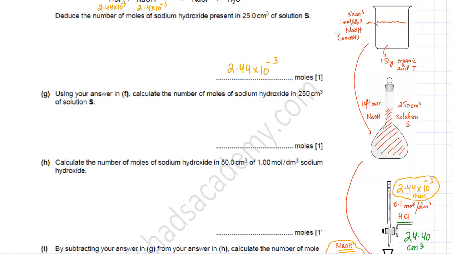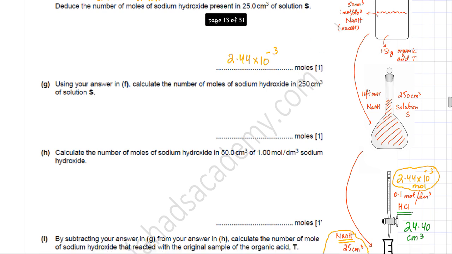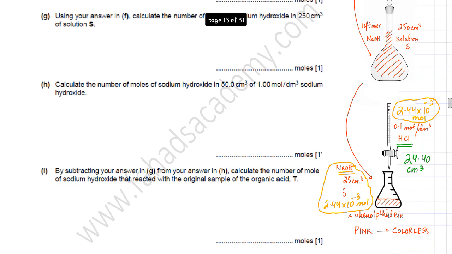Now moving to part G, the question is stating that using your answer in F, which is the previous part, calculate the number of moles of NaOH, sodium hydroxide, in 250 cm³ of solution S. So we found the moles of NaOH in this flask over here, and they came out to be 2.44 × 10⁻³ moles.